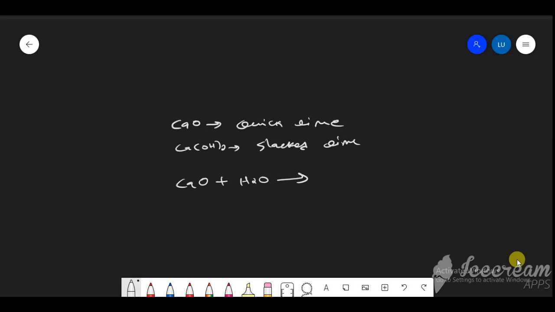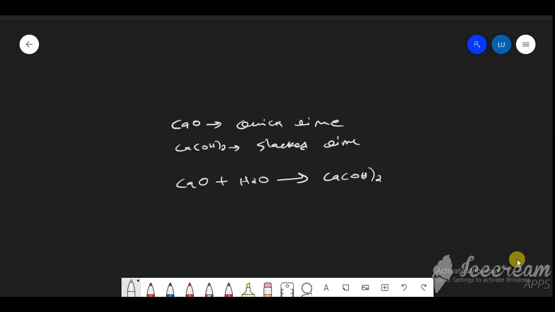Okay, what is quicklime? What is slaked lime? Quicklime is calcium oxide, and slaked lime is calcium hydroxide. Among these two, quicklime is the more reactive one, and Ca(OH)2, slaked lime, is the purer one. When we add some water to quicklime, it is directly converted into slaked lime, the less reactive one.